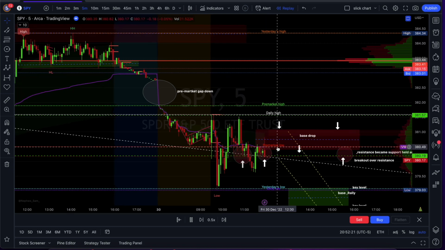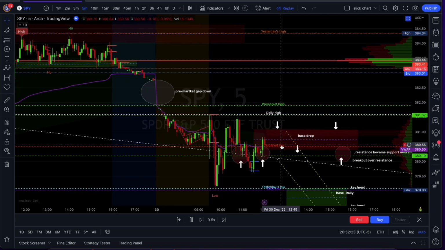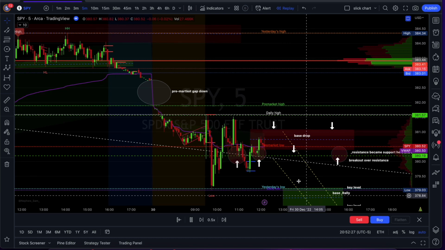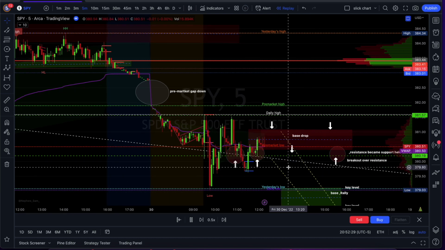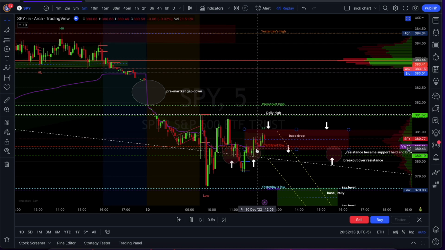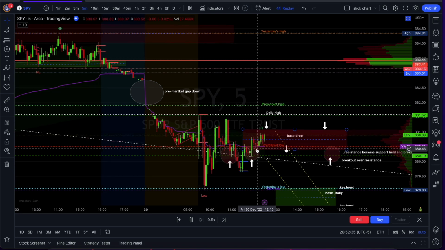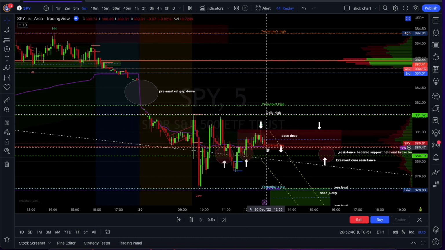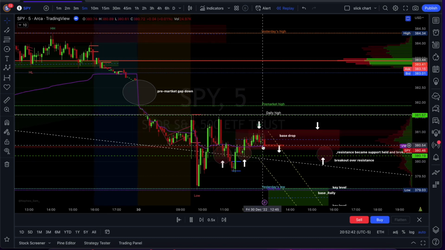Chop zone. Chop, chop, chop. It's what you call a base drop. Just coming up. Then we go into a falling wedge. This is how you use supply and demand and patterns together. Big wake up, rejected right there where that arrow's at. Still holding pre-market lows.